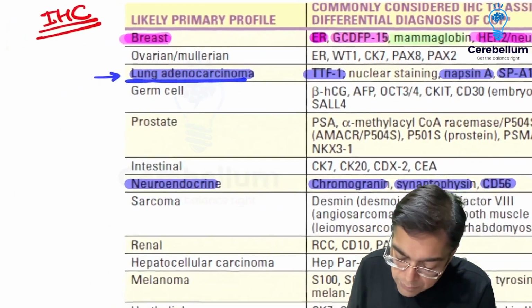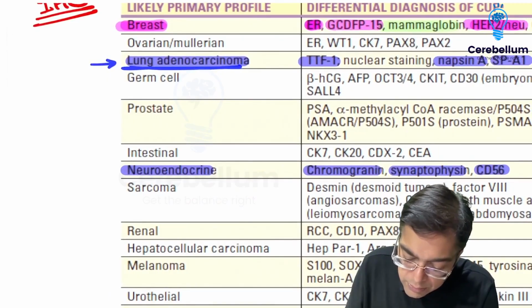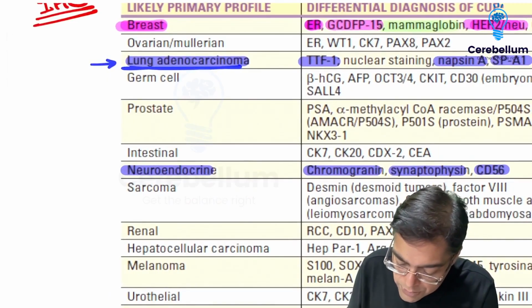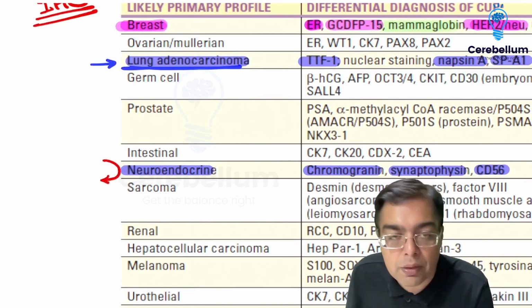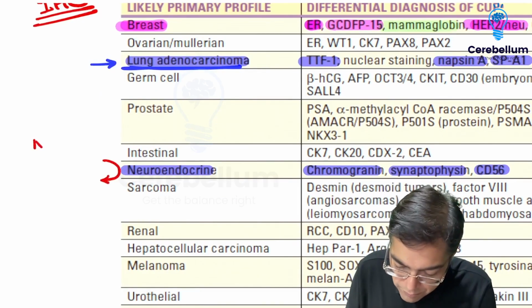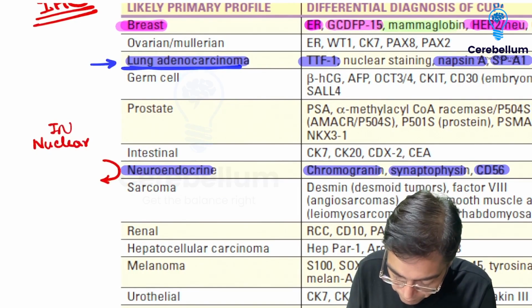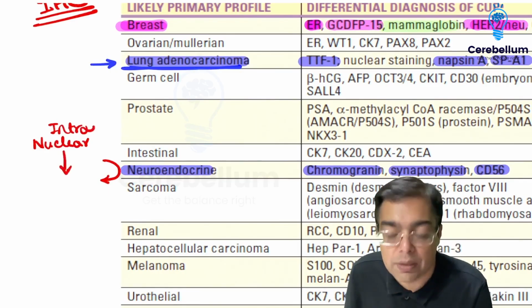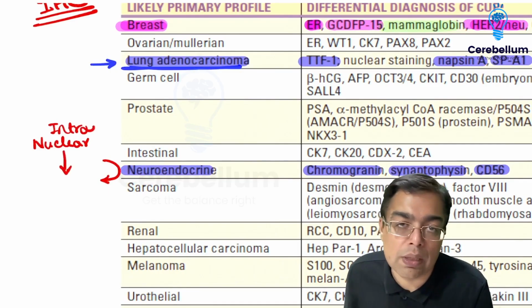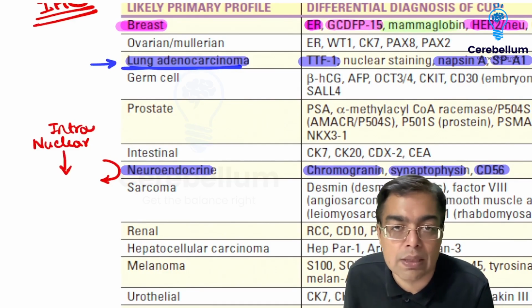What was a smart thing that we encountered in one of the exams recently? They asked us a marker which is associated with a neuroendocrine tumor, but the question specifically wanted to know about an intranuclear marker. Intranuclear marker which is useful for picking up a neuroendocrine tumor. These markers that we are talking about are not nuclear. They are either present on the membrane or in the cytoplasm.